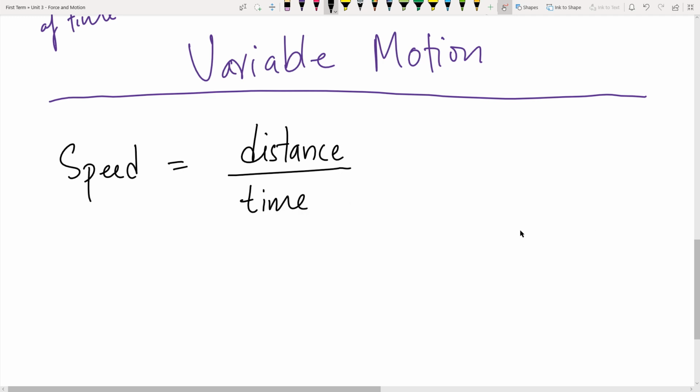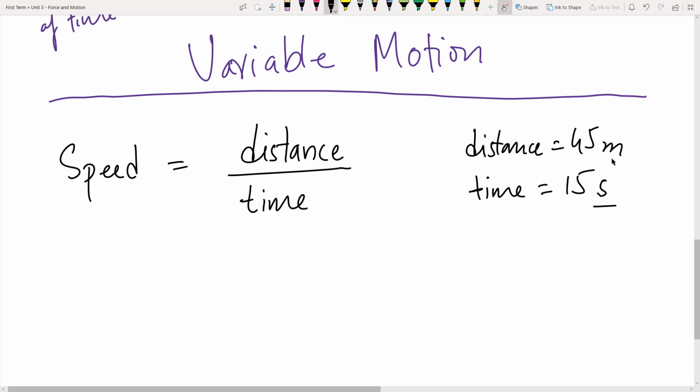So we can say that if I've covered a distance of 45 meters, and I took time of 15 seconds. So we can say over here, if you remember, I gave you some idea about this unit of distance and unit of time. Time is measured in seconds and distance is measured in meters in general calculations.